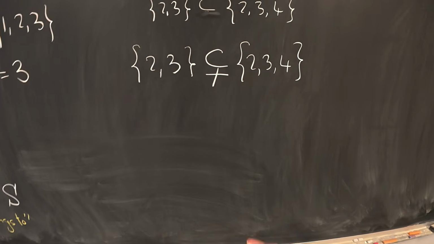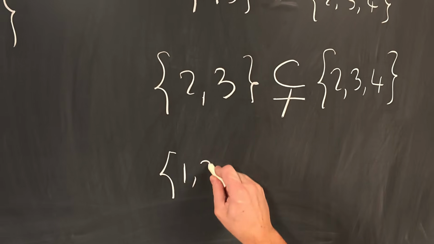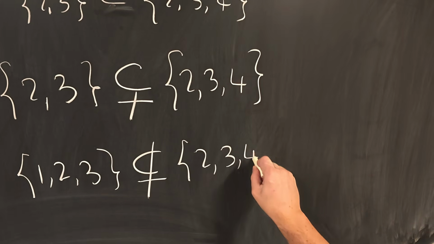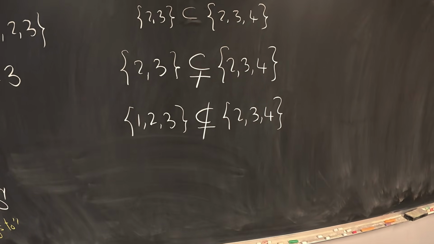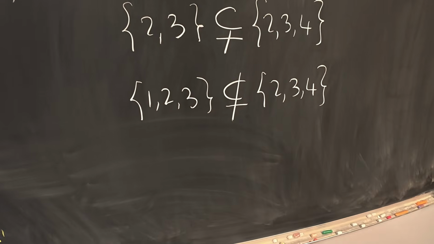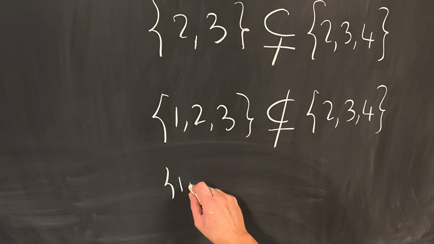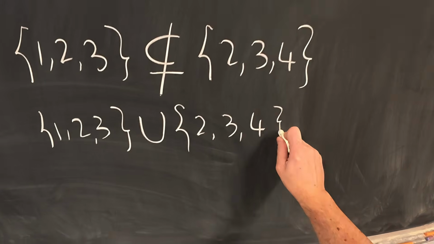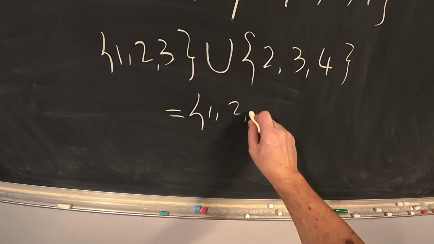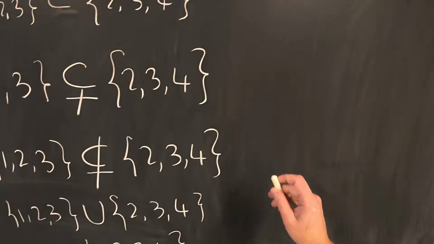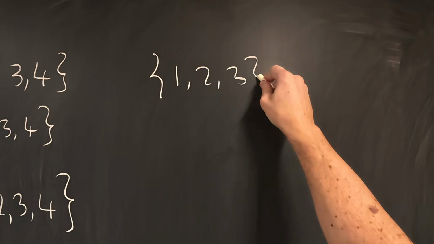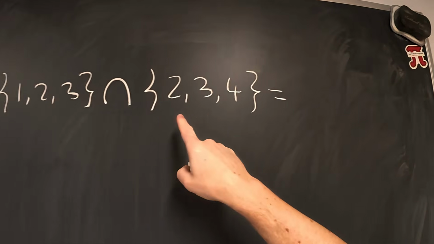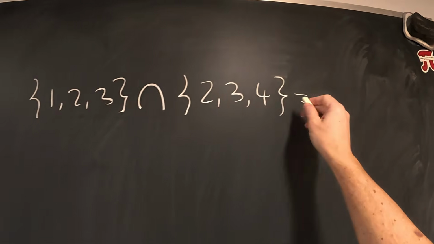Now, if it is not contained at all, then we can cross the symbol completely. So {1, 2, 3} is not contained in the set {2, 3, 4}. So we write that symbol for not contained. And then we have the usual union and intersection. So for example, {1, 2, 3} union with {2, 3, 4} would give me the set {1, 2, 3, 4}, while the intersection of {1, 2, 3} with {2, 3, 4} would just give me the elements that are in both sets, so 2 and 3.